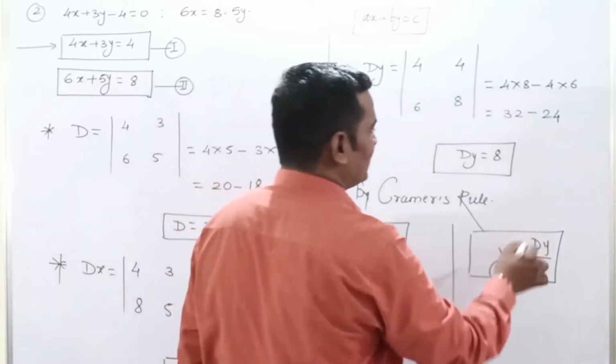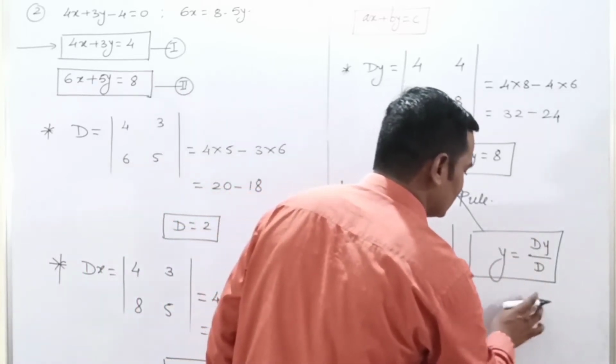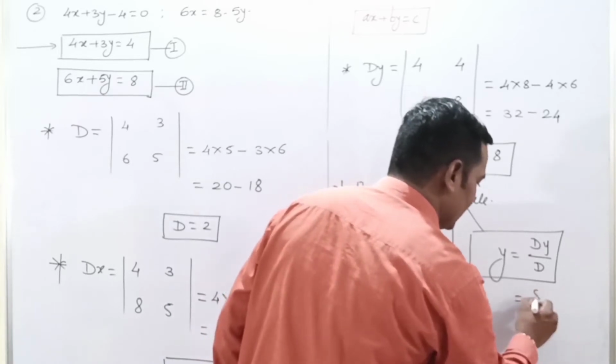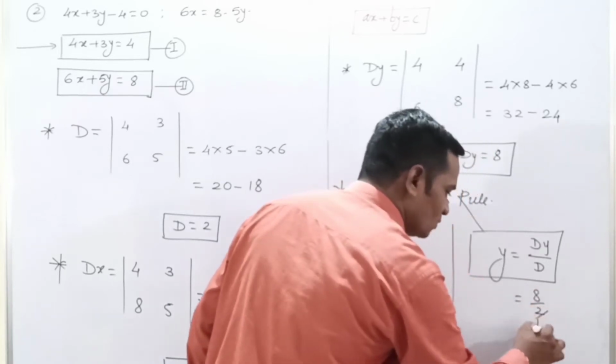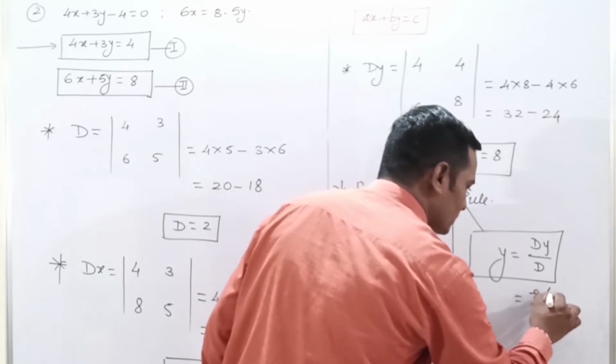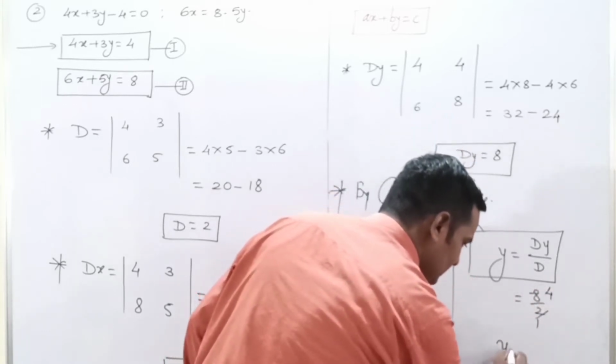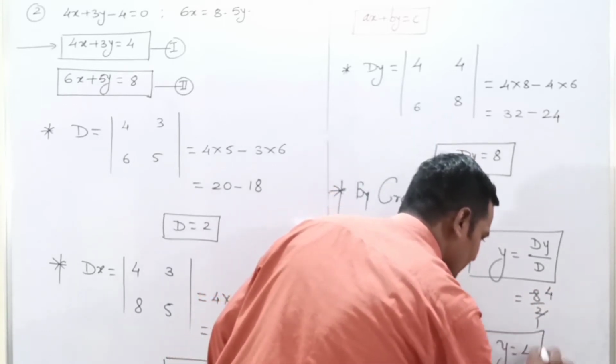And here it is now. Dy is equal to 8. So this will be 8 upon 2. Again 2 1s are 2, 2 4s are 8. So y is equal to 4.